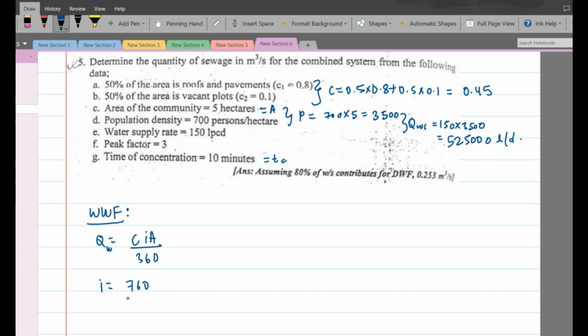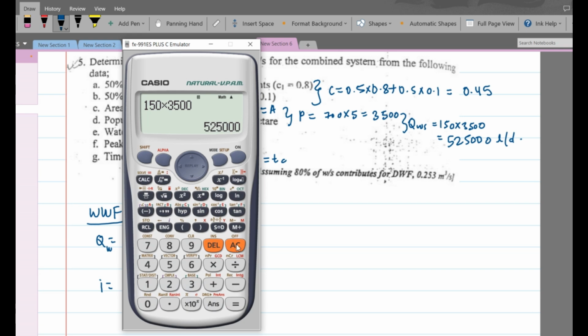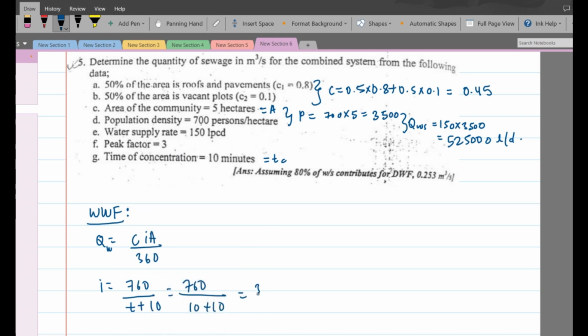For 5 to 20 minutes, I equals 760 by T plus 10, right? So 760 by T, which is 10, plus 10. So 760 by 20 we need to calculate. 760 divided by 20 will be 38. So I equals 38 millimeter per hour, right?